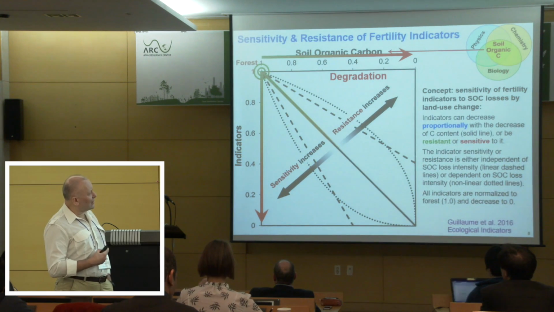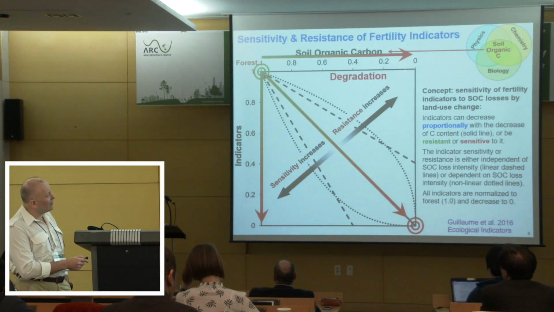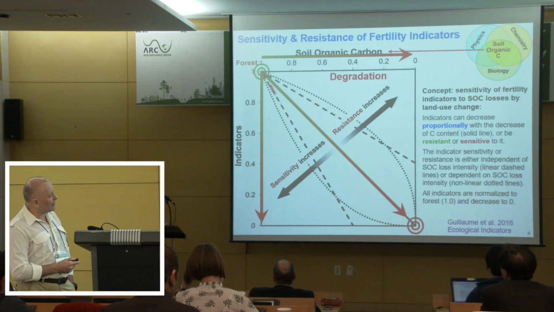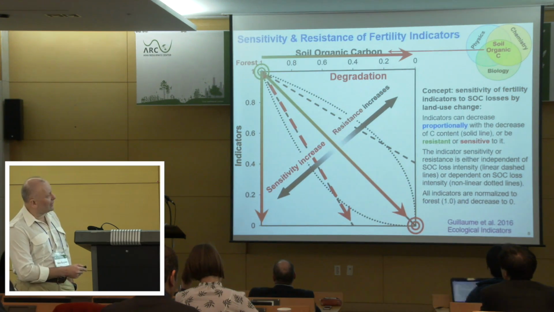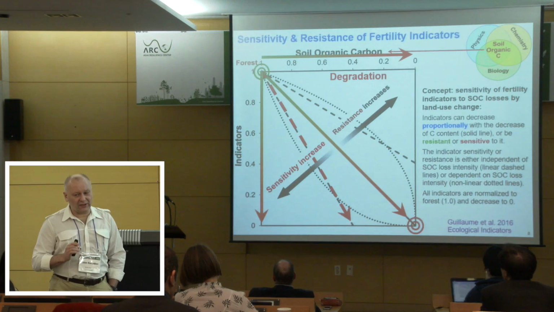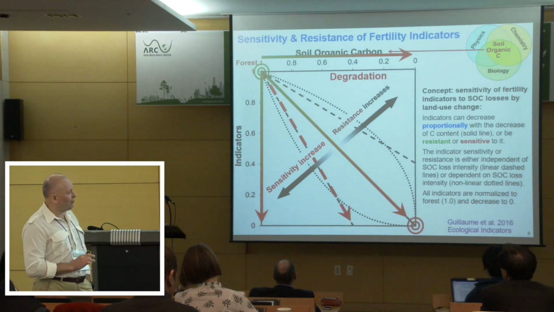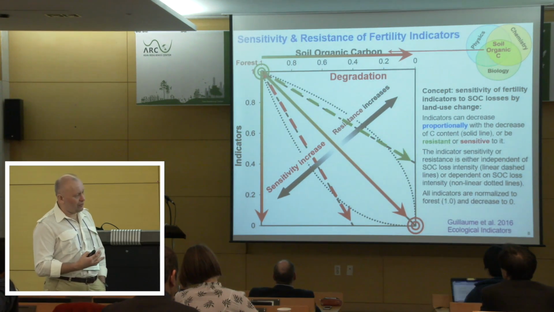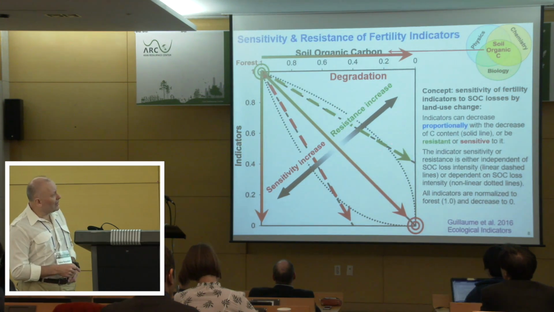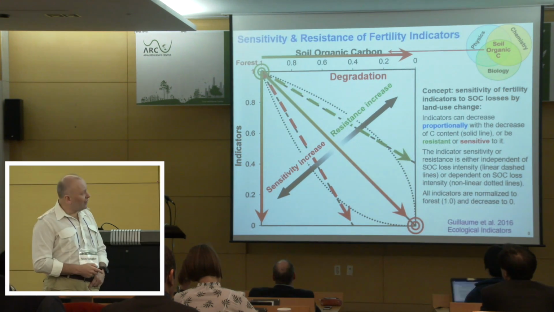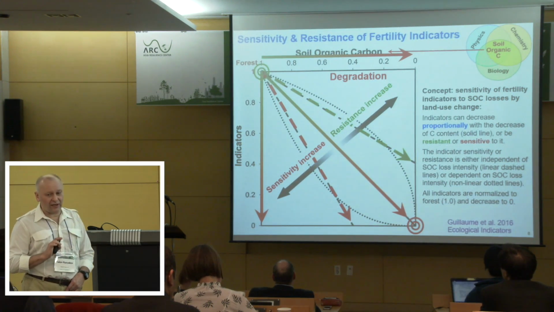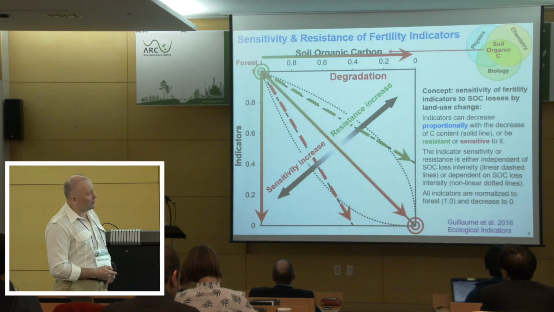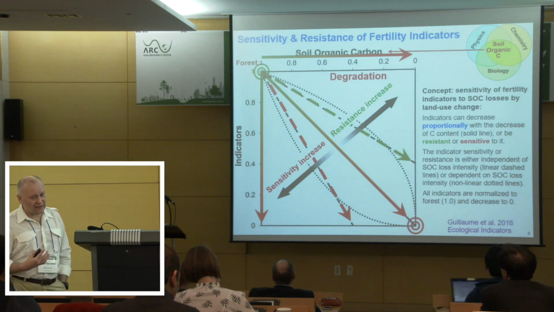It means more or less the degradation curve looks like this one between soil organic carbon and some of the indicators. If one indicator goes faster than soil organic carbon, faster than this line, it means this indicator is sensitive to decomposition, to degradation. If another indicator goes more slowly than soil organic carbon, then this is a resistant indicator. If they go in a straight line, they are independent of carbon. If they go along such a line, they are dependent on the soil organic carbon. This is again the theory.